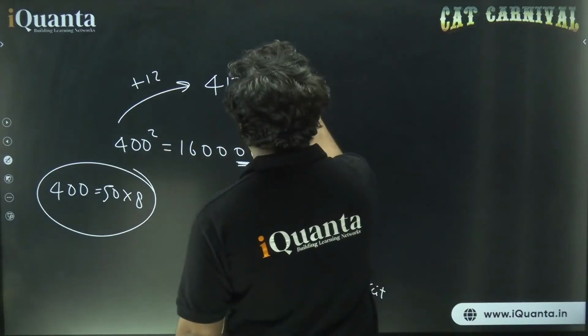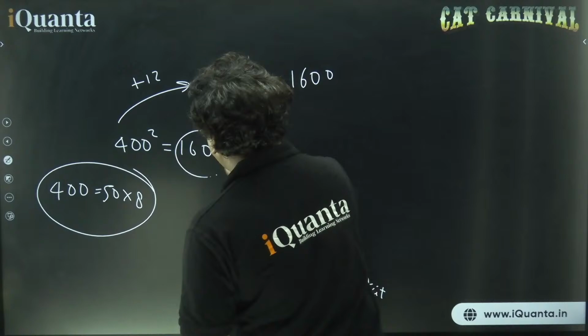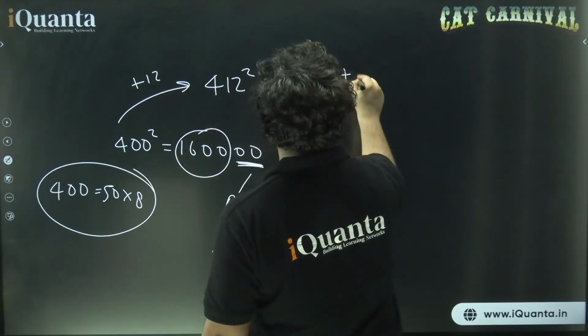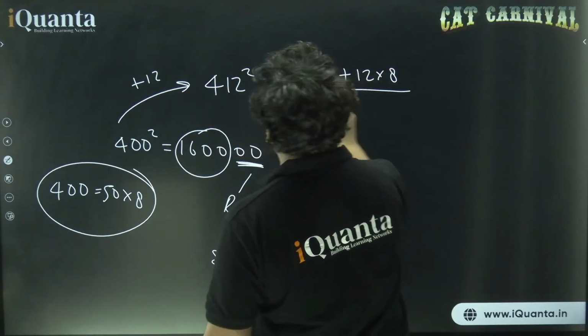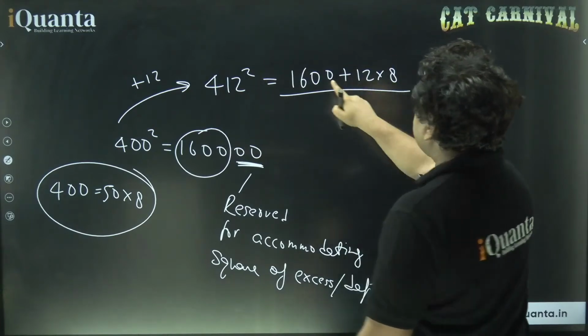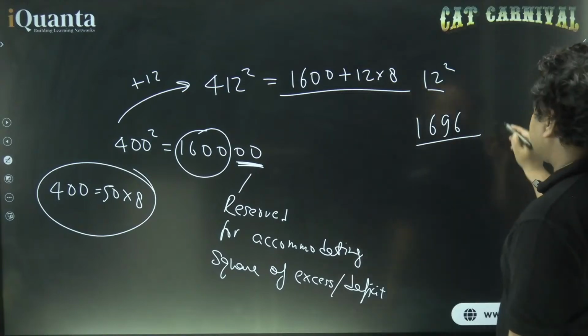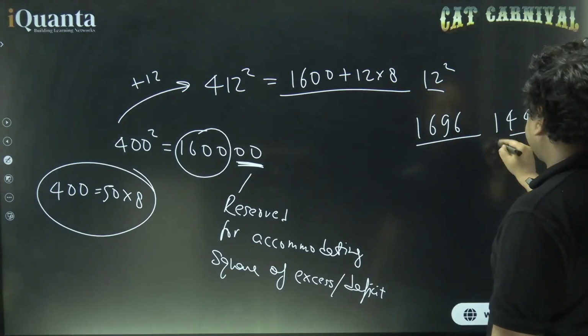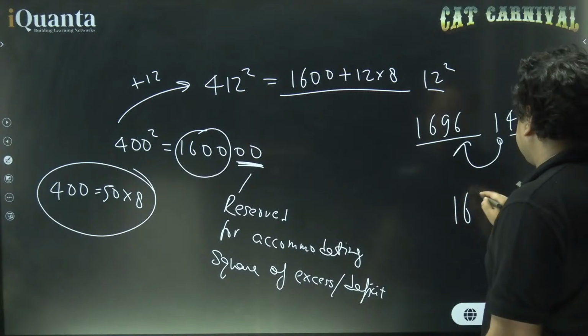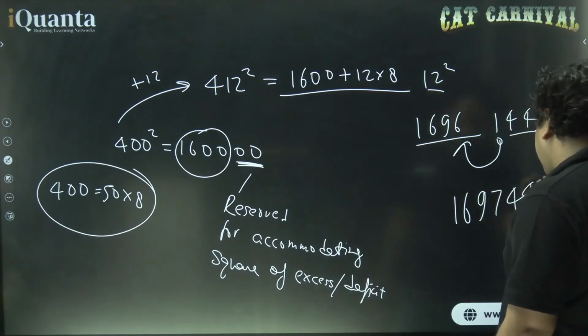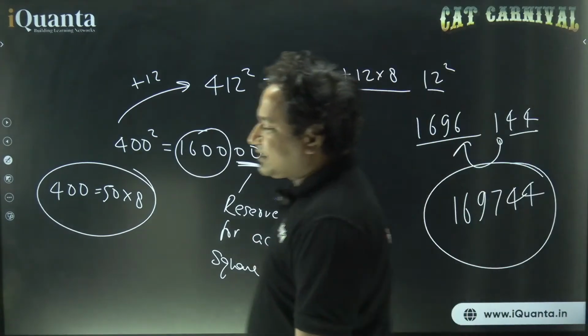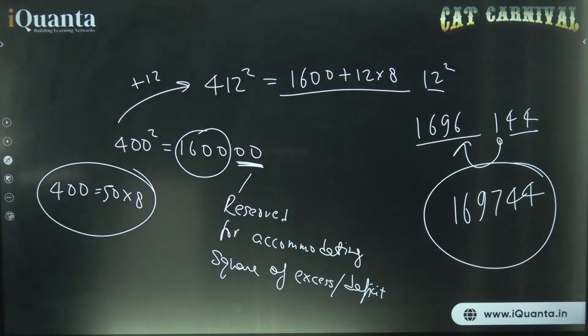So basically, I'll get 1600, which is here, plus 12 into 8, and then you have 12 square here. 1600 plus 96 is 1696. And here we have 12 square, that is 144. 44 stays, 1 goes to carry forward. We have 169744. Think about this. You can solve this kind of complex calculation within 5 seconds. How cool is that?